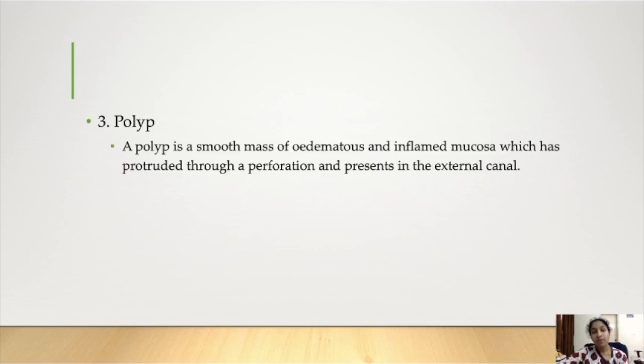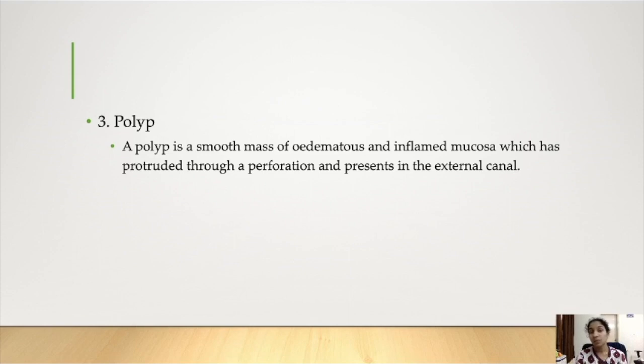Next is polyp. A polyp is a smooth mass of edematous and inflamed mucosa. You all know, right? In the nose also there will be polyps. It is inflamed mucosa which has protruded through a perforation and is present in the external canal. So, it will be there in the middle ear, and through the perforation it will come outside and lie in the external ear.